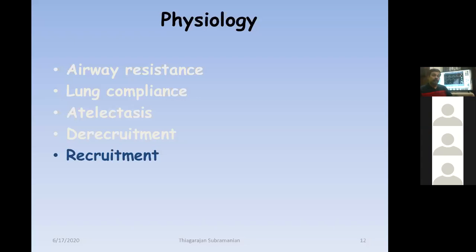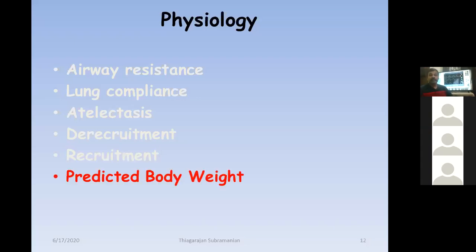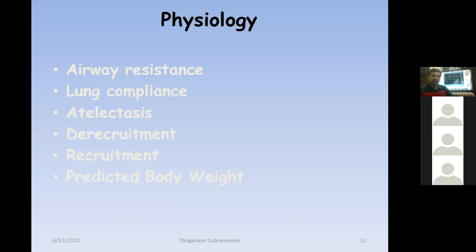Another important thing: we have to predict the body weight. It is not the normal body weight measured in the traditional way. It is a predicted body weight. Here we have a specialized measurement for male and female, measuring with a tape in the supine recumbent position, from head to toe, with the length measured in inches. Accordingly, we can calculate the predicted body weight with the formula. I will share this formula slide also.